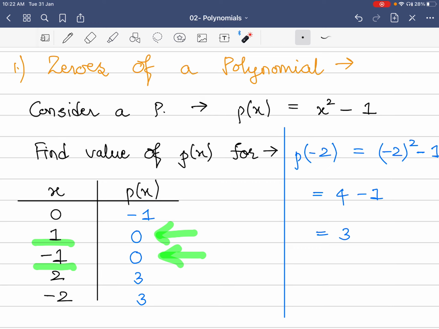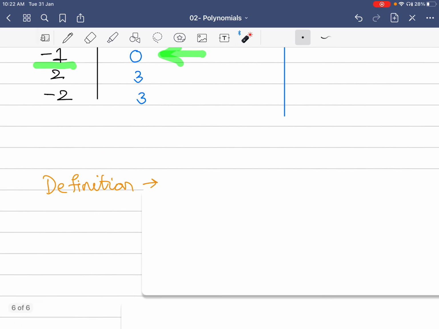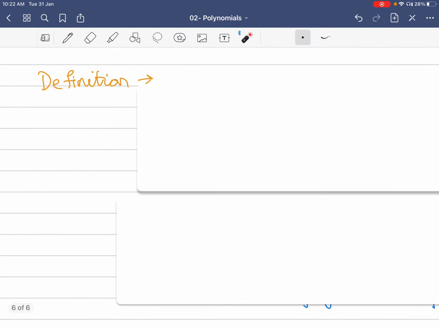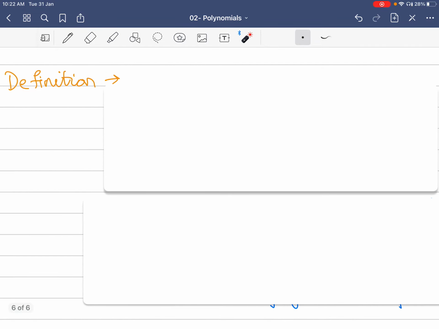In fact, what is the zero of a polynomial? Zero of a polynomial is a particular value of x where the value of P of x will be equal to 0. That is called the zero of a polynomial. So let's see the formal definition of zeros of a polynomial. Let me first remove this.